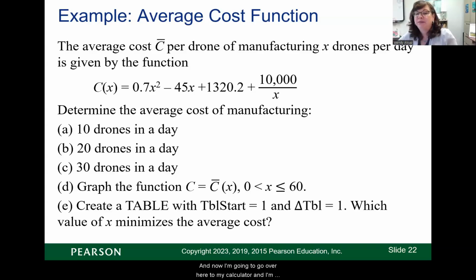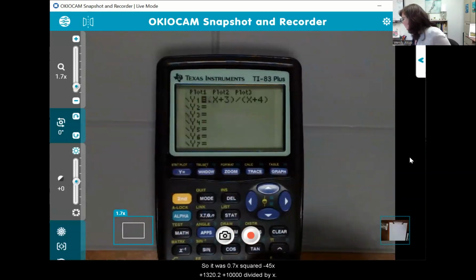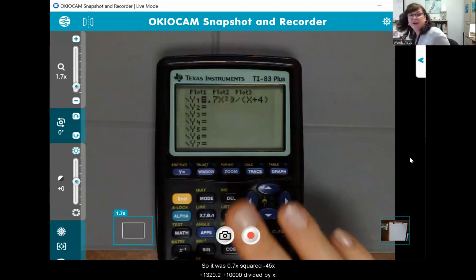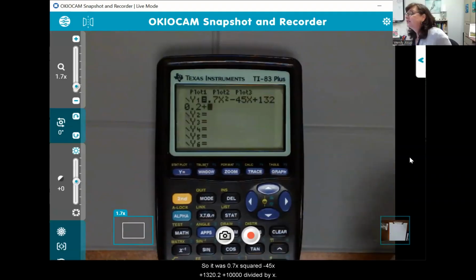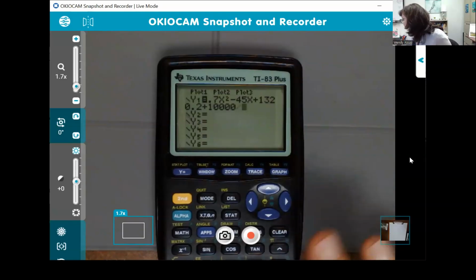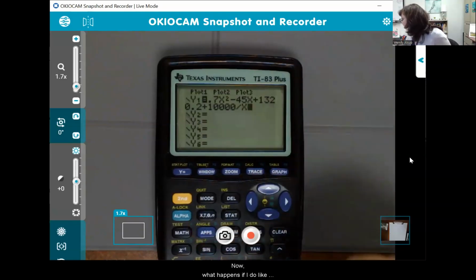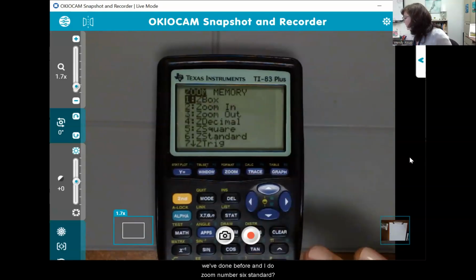And now I'm going to go over here to my calculator and put it in under the Y equals menu. So it was 0.7X squared minus 45X plus 1,320.2 plus 10,000 divided by X. Now, what happens if I do like we've done before and I do zoom number 6 standard?